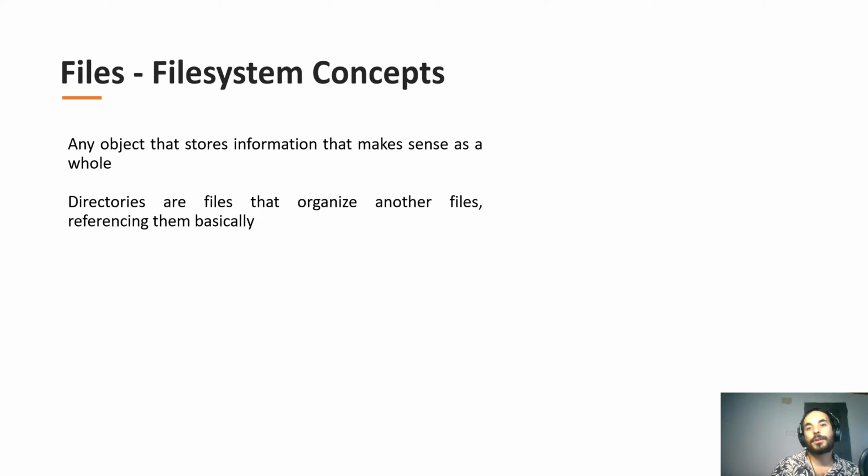And the other, or maybe the main concept in file systems, is files, okay? What's a file? A file is any object that stores information that makes sense as a whole. What does that mean, okay? If I only said any object that stores information and that's it, it would mean anything from a song that is stored in the hard disk, or a bit that says 1 or 0.